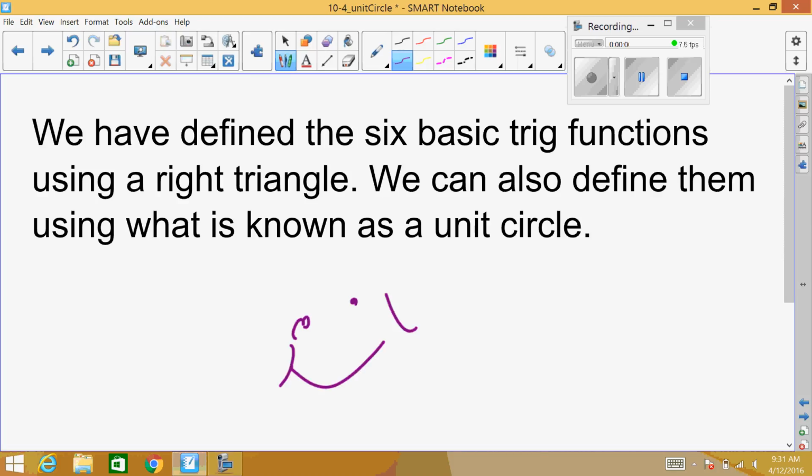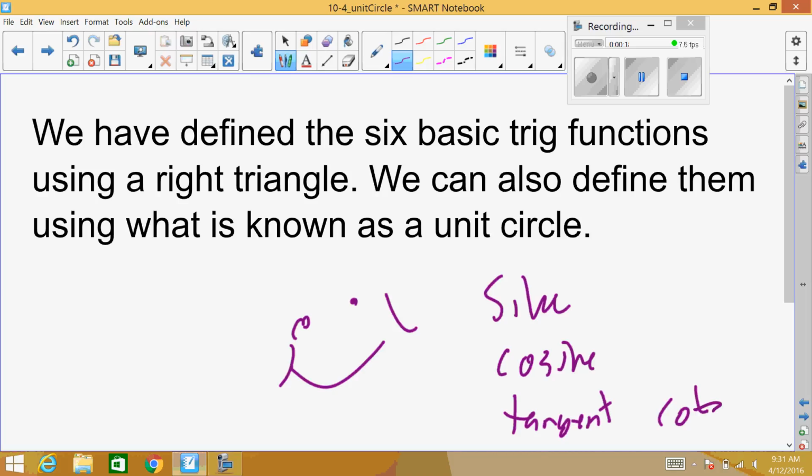We have been working with some of our basic trig functions, our 6 basic trig functions. We've talked about sine, cosine, tangent, cotangent, secant, and cosecant. And we've used these within right triangles. We've also used their inverses to find angles. But what we want to do now is generalize.